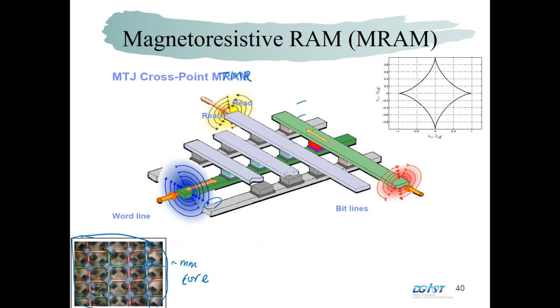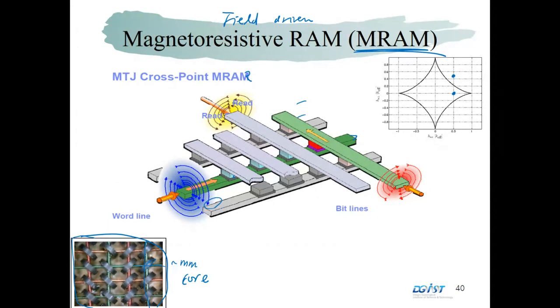Yeah, that's the asteroid curve here. We send current to this line and this line together. Then this red cell reaches the switching condition. But the other cells have only one field, so they are here, and they are not switching. Only this red cell can switch. That's the basic principle of field-driven MRAM.